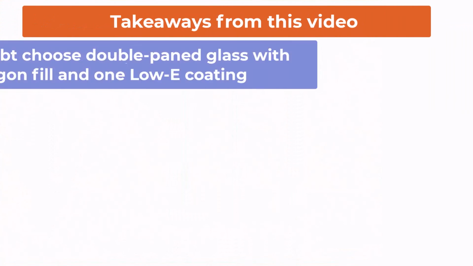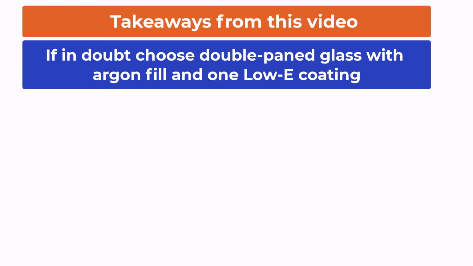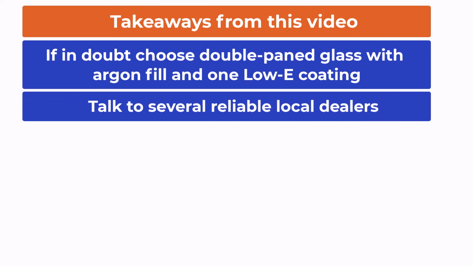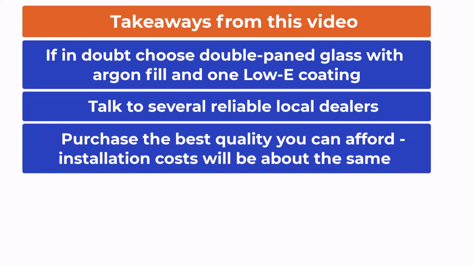Double-pane windows with argon fill and low E coatings are now the industry standard. The technology is robust and reliable, and windows should last at least 20 years. So if in doubt, go for good quality double-pane windows with argon fill and a low E coating. Talk to several reliable dealers and get local advice. Not all types of double or triple pane windows will be available in your area. Purchase the best quality you can afford.